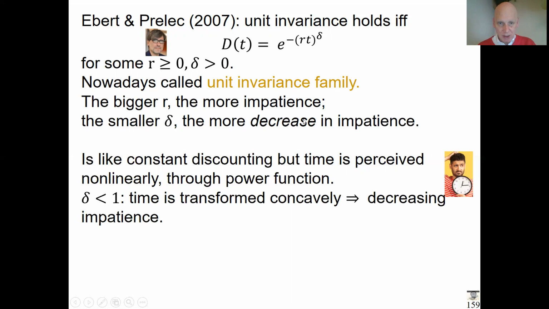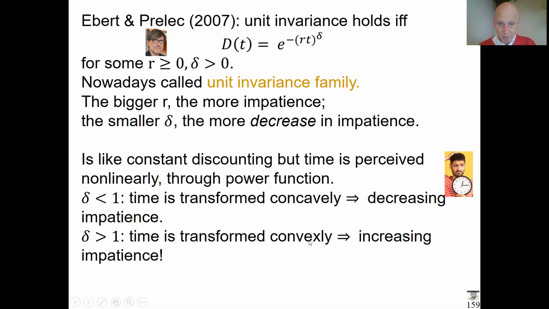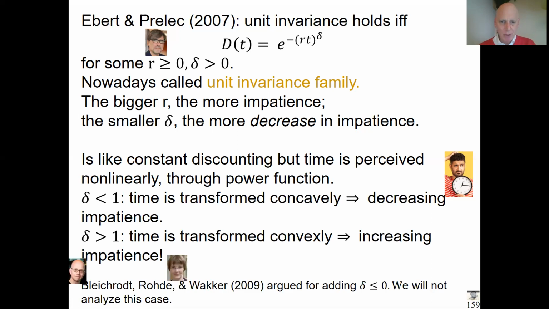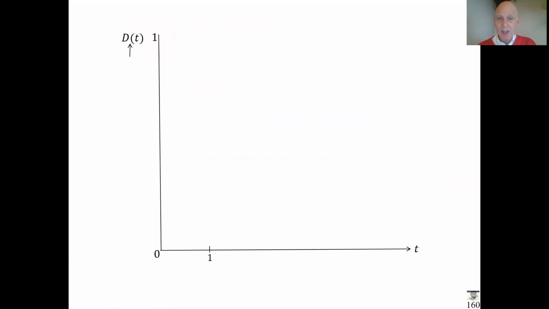Anyway, if delta is smaller than 1, then time is being transformed concavely, and it can be seen that we then get decreasing impatience. I will not explain, but you take my word for it. But delta bigger than 1, we have increasing impatience, the opposite. This family deliberately allows for it, and I'll explain later why I think that's a good thing to do. I also worked on it with some co-authors. We argue that it would be good to also allow for delta smaller than 0, but let's not get into those details right now. But surely, in my opinion, this is the most promising family existing today, and maybe more promising ones will be developed by young people like you to come.